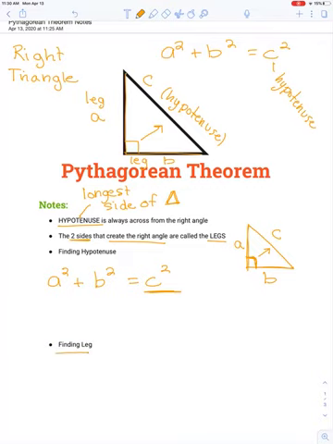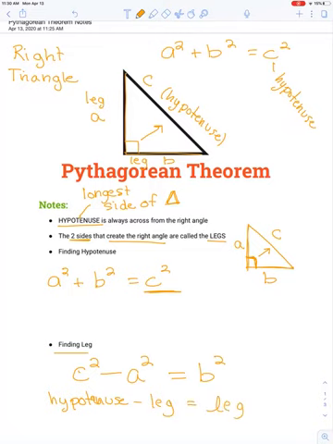But if you're trying to find a leg, we're going to switch it around a little bit, and we're going to go ahead and put C squared over here. We're going to subtract one of the legs to get our other leg measurement. Okay, so then you have hypotenuse minus a leg is going to give you a leg. Okay? Alright, so let's do a few examples of these together.